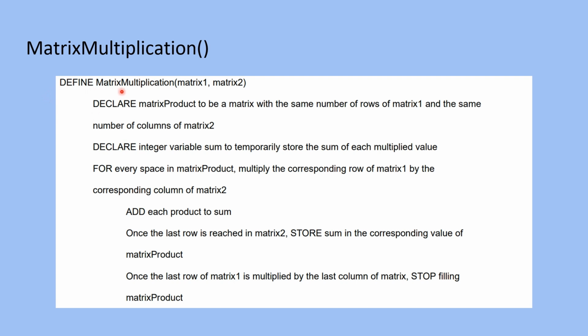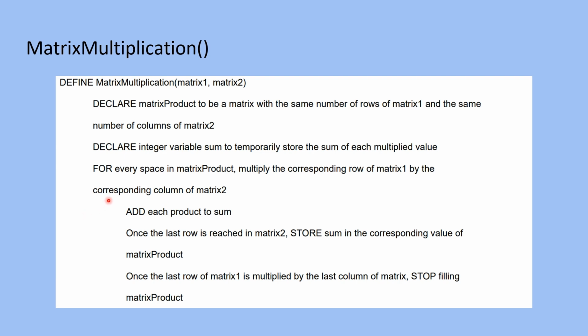I'll define matrix multiplication to be a matrix that accepts two arguments, matrix 1 and matrix 2. I'll declare matrix product to be a matrix with the same number of rows of matrix 1 and the same number of columns of matrix 2. I'll declare integer variable sum to temporarily store the sum of each multiplied value.